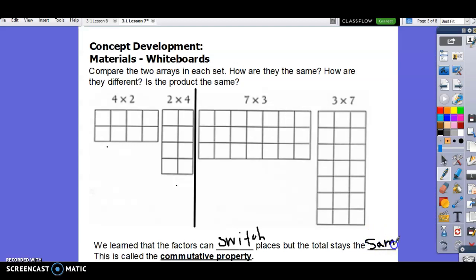So our factors can trade places or move around, and this is called the commutative property. Hear the word move. When I think of commutative, I think of moving. And that's what our factors are doing. Our factors are moving around, and so that makes them different.